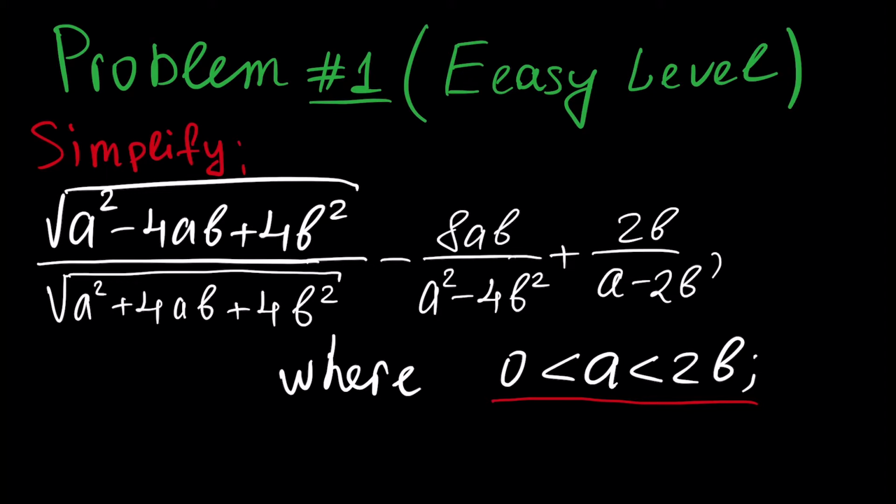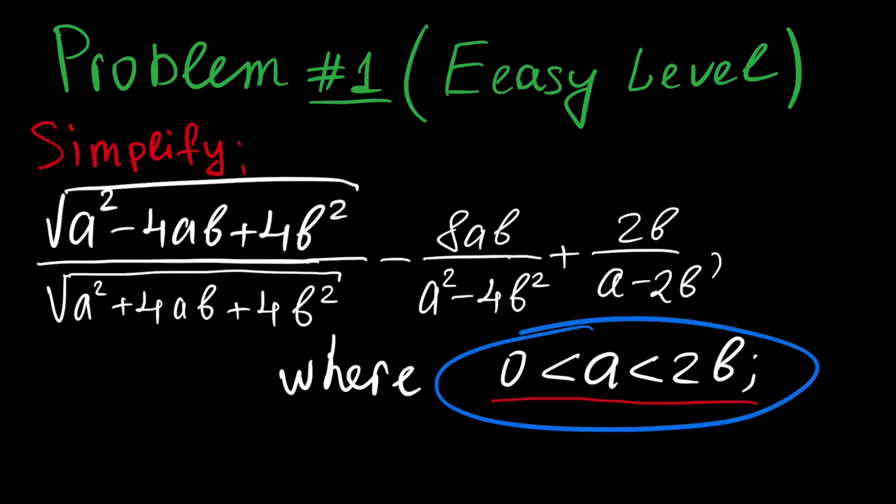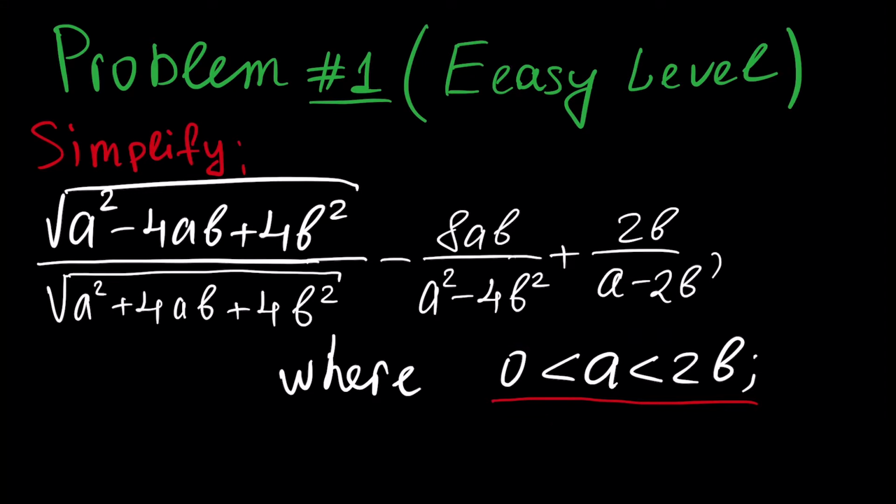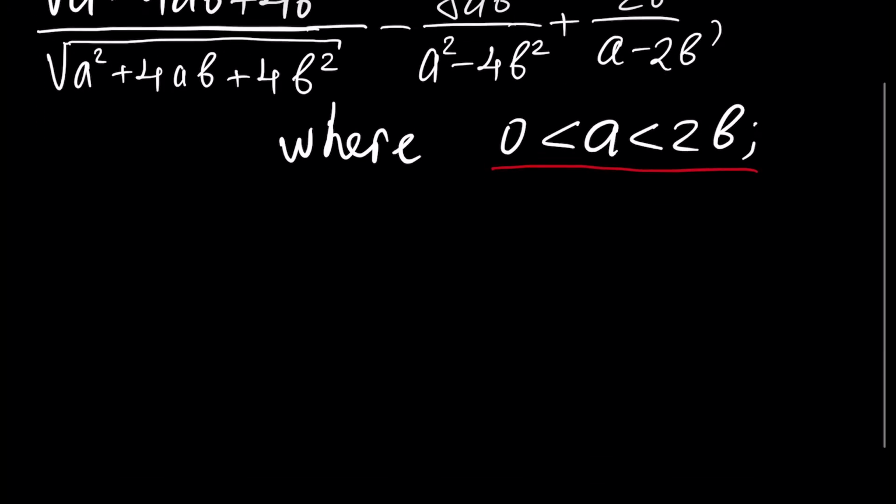We have here in this problem that letter a is less than 2b and bigger than 0. Let's get started and solve this problem, simplify this expression.